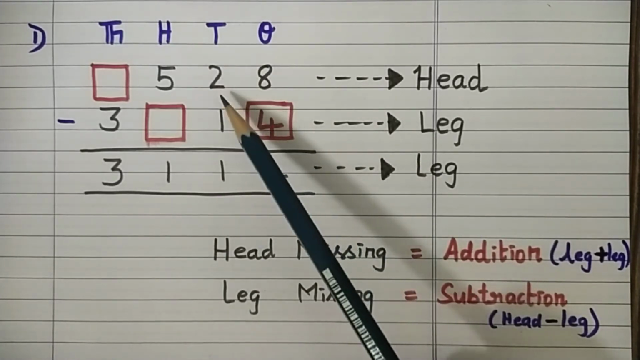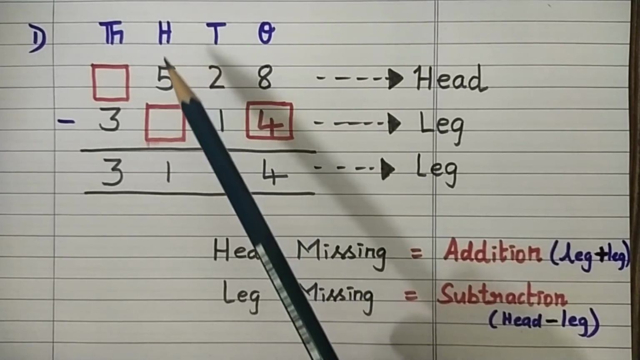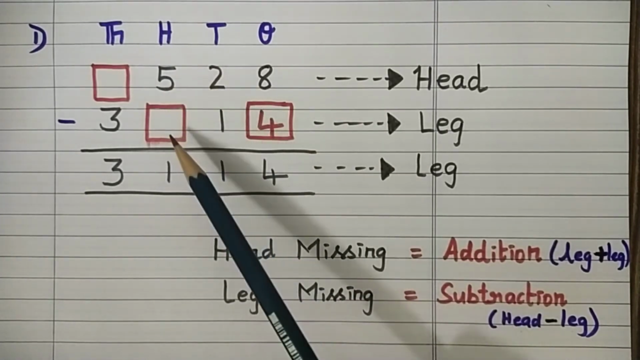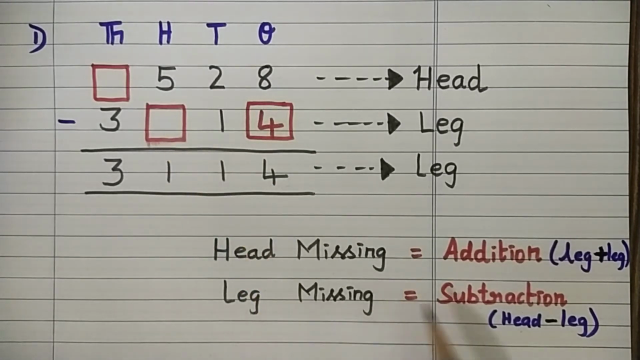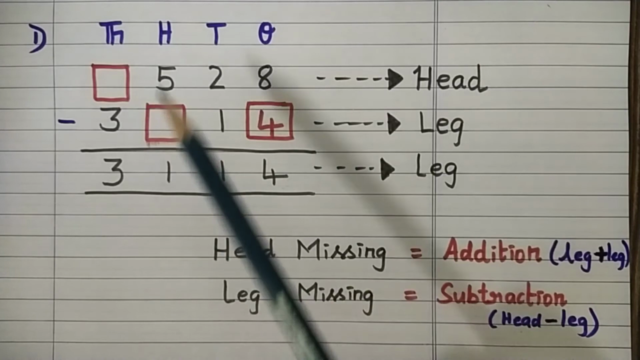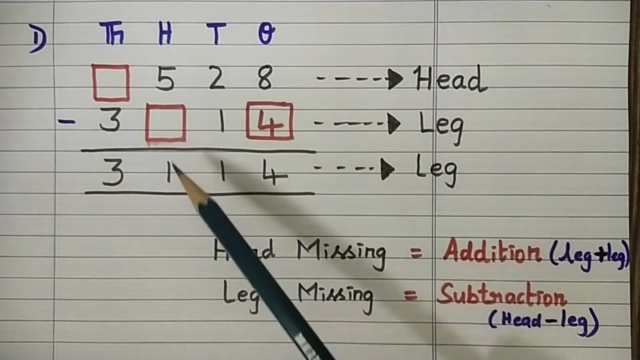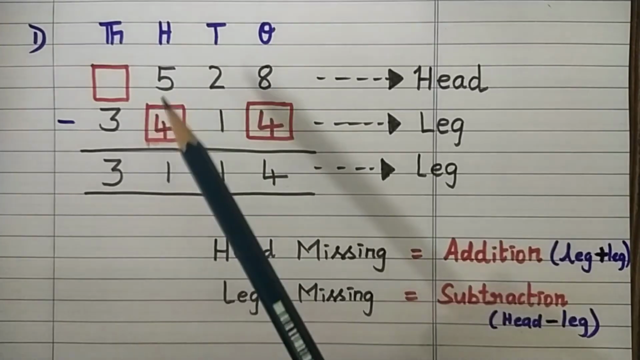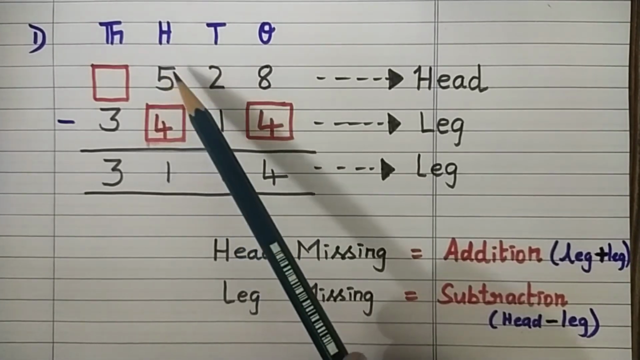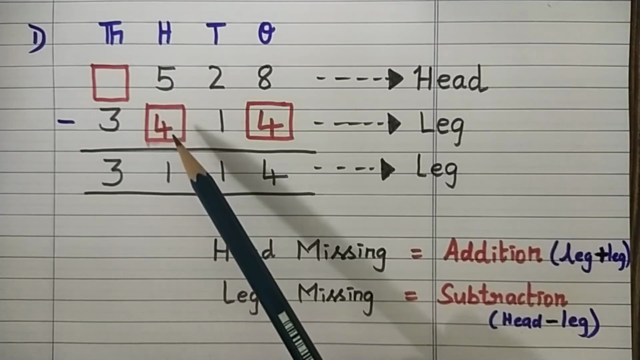In the tens place, nothing is missing. Okay, moving to the hundreds place. What is missing? The leg is missing. If the leg is missing, we need to do a subtraction. Subtract head minus leg. 5 minus 1 gives what? 4. So we write 4 in the missing place. Shall we check, children? In the hundreds column, 5 minus 4 gives 1. So the missing one is correct.